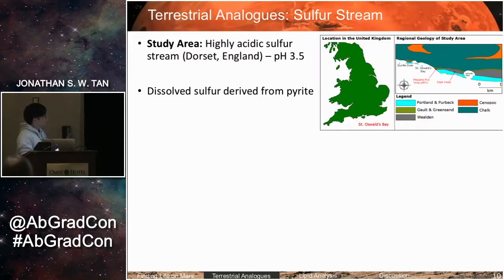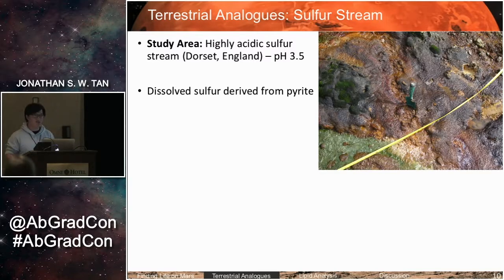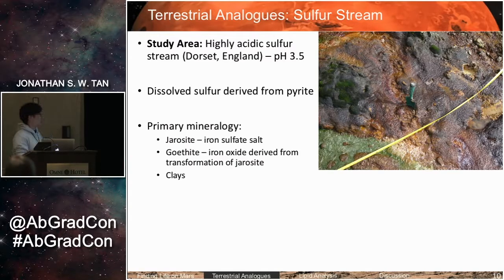So once again, this is where my study area is. Of course, the best analogs for Mars are found on the south coast of England. Like most other sulfur streams, this sulfur stream is derived from pyrite in the Wealden beds in the surrounding geology. And like Meridiani Planum, the primary mineralogy is jarosite. But there's also goethite, which is an iron oxide derived from the transformation of this jarosite under humid conditions. Also present, of course, are the ever-present clays.